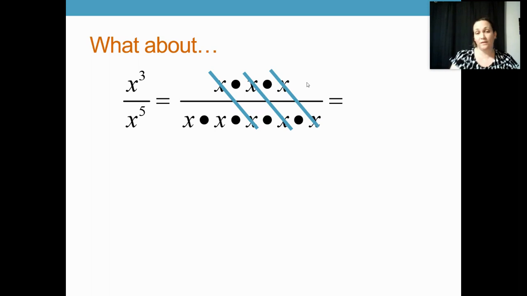If I count my leftover x's, I do have 2 leftover x's, but they're underneath the fraction bar and they have to stay down there. They can't just magically float to the top. We've got to keep those on the bottom of a fraction. So I'm going to end up with an x squared below a fraction bar. And since everything from the top of the fraction has canceled, I'm going to just put a 1 as a placeholder on top. So my final answer for this question is 1 over x squared.